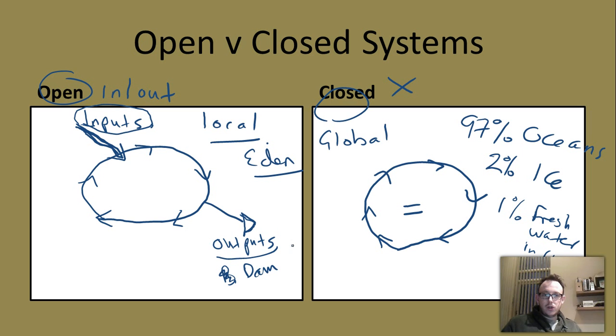So those are the differences. One allows stuff in and out. The other one is just closed. Nothing comes in or out. It just stays the same. It stays equal. It's in equilibrium. It's a good word for you.